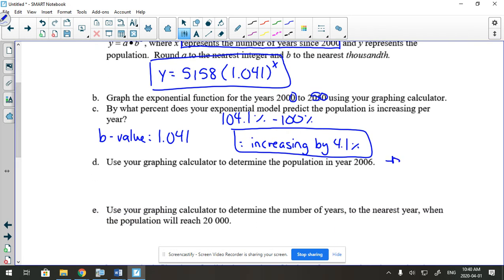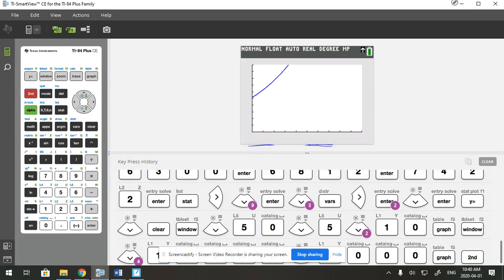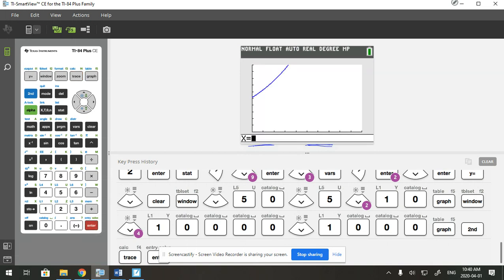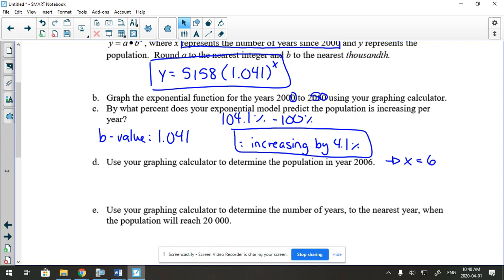It says use your graphing calculator to determine the population in the year 2006. So it's telling me my X is 6 years since the year 2000, and I want to find my Y. So this is the nice one where you can type it in using that value button. So we're going to go into second calc, go to value, and we want to know when X equals 6, what my Y will be. I can see my Y will be 6,570 people. Make sure you include units or little bits of extra information as it comes.